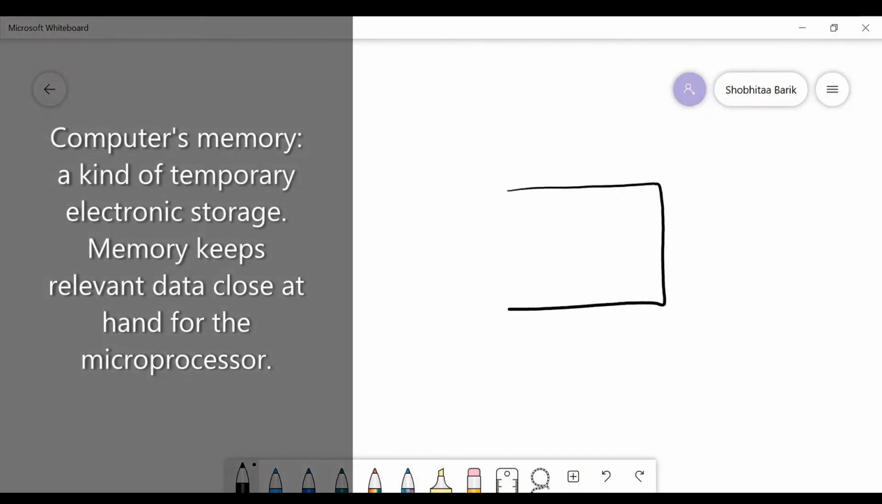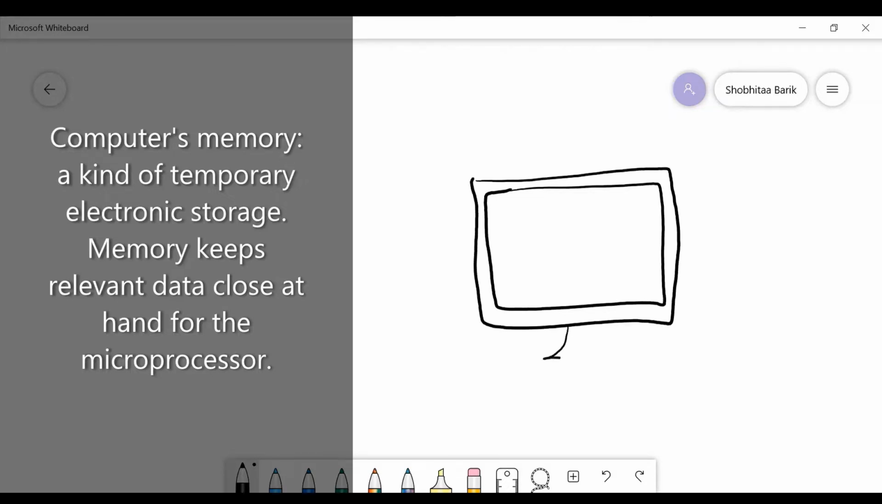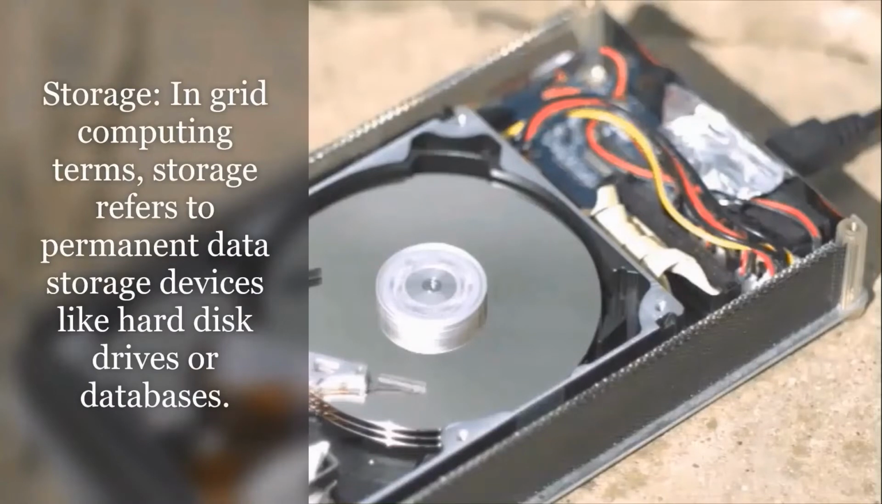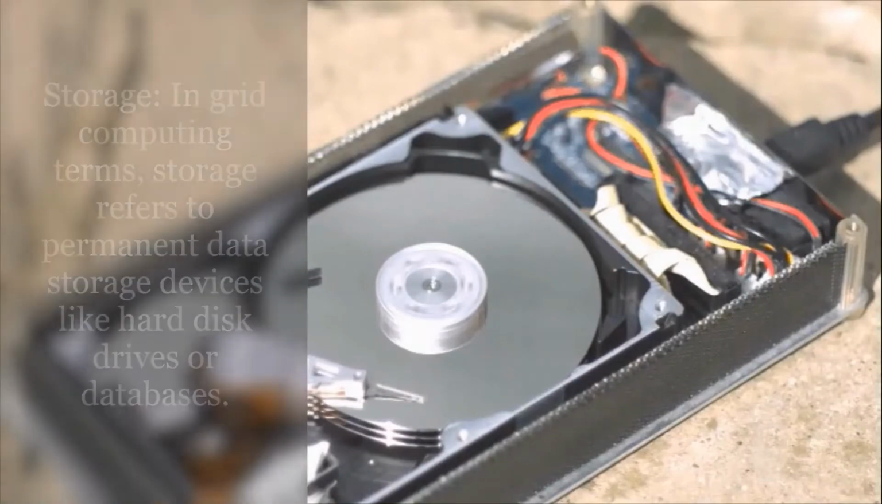A computer's memory is a kind of temporary electronic storage. Memory keeps relevant data close at hand for the microprocessor. Without memory, the microprocessor would have to search and retrieve data from a more permanent storage device such as a hard disk drive. Storage. In grid computing terms, storage refers to permanent data storage devices like hard disk drives or databases.